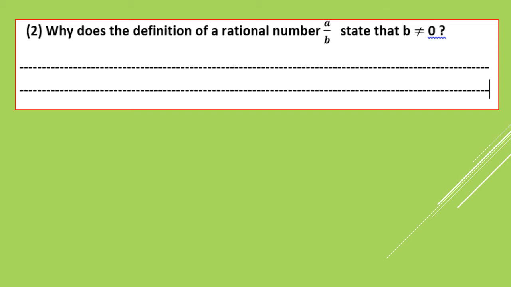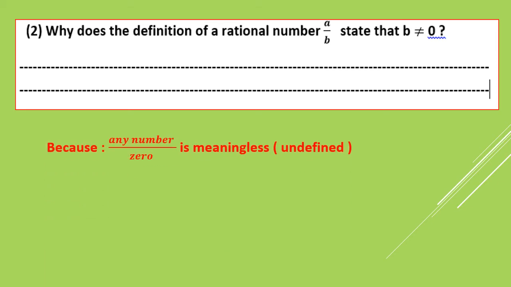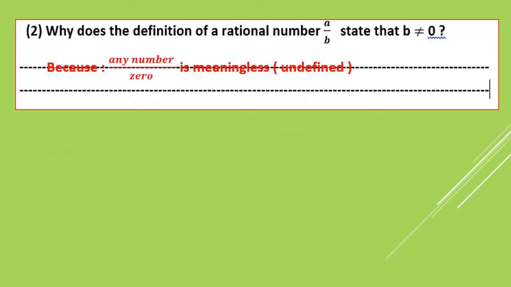Number 2 in your booklet. Why does the definition of a rational number a over b state that b doesn't equal 0? We can put 0 in the numerator, but we can't in the denominator. Why? Because any number divided by 0 is meaningless or undefined.